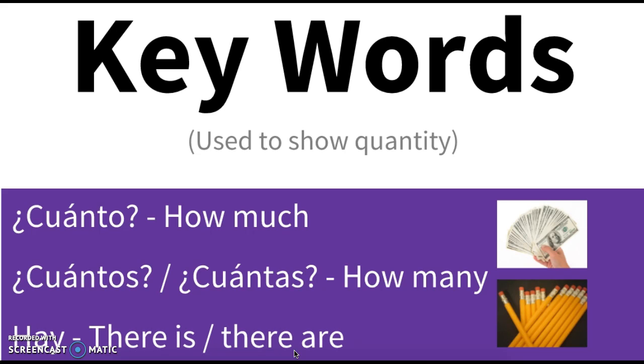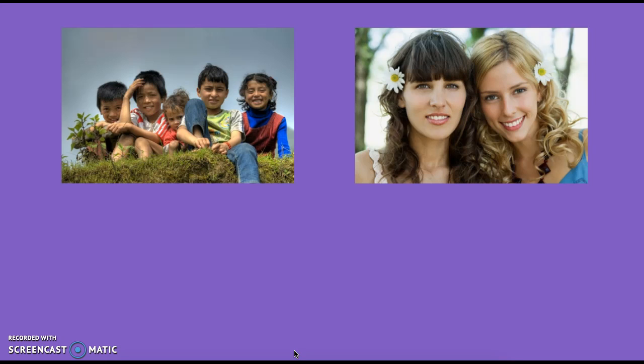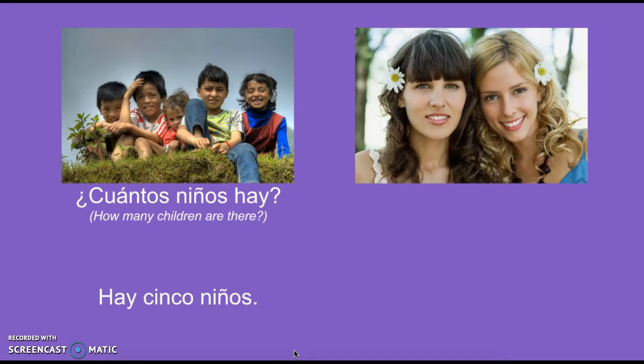Another common term we use is the word hay. Hay means there is or there are. Let's practice using these phrases. In the picture on the left, you might ask, ¿Cuántos niños hay? How many children are there? The response would be, hay 5 niños, which means there are 5 children.